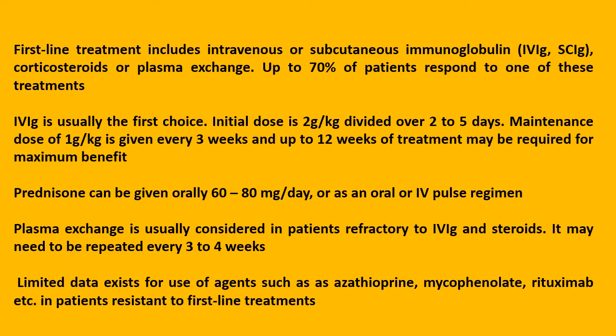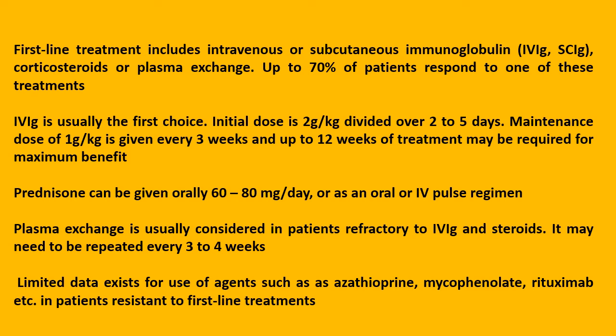First-line treatment includes intravenous or subcutaneous immunoglobulin, corticosteroids, or plasma exchange. Up to 70% of patients respond to one of these treatments. IVIG is usually the first choice. Initial dose is 2 grams per kilogram divided over 2 to 5 days. Maintenance dose of 1 gram per kilogram is given every 3 weeks, and up to 12 weeks of treatment may be required for maximum benefit.